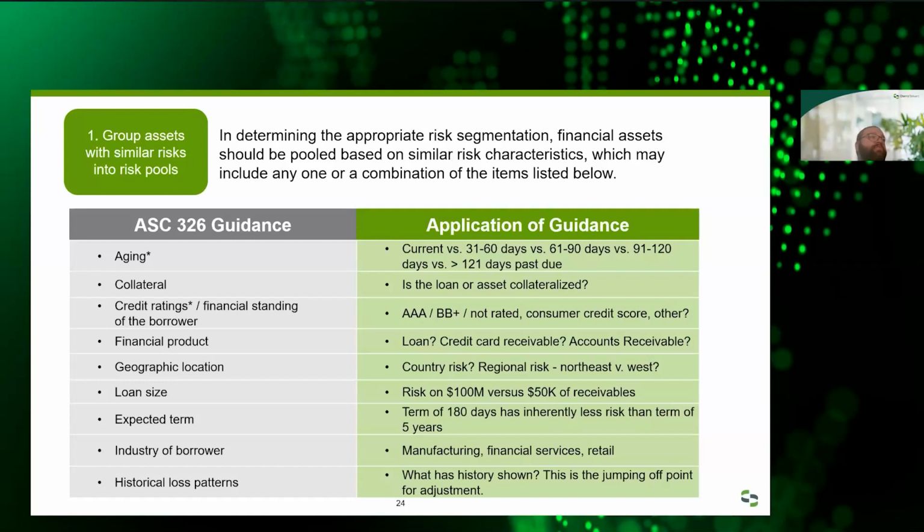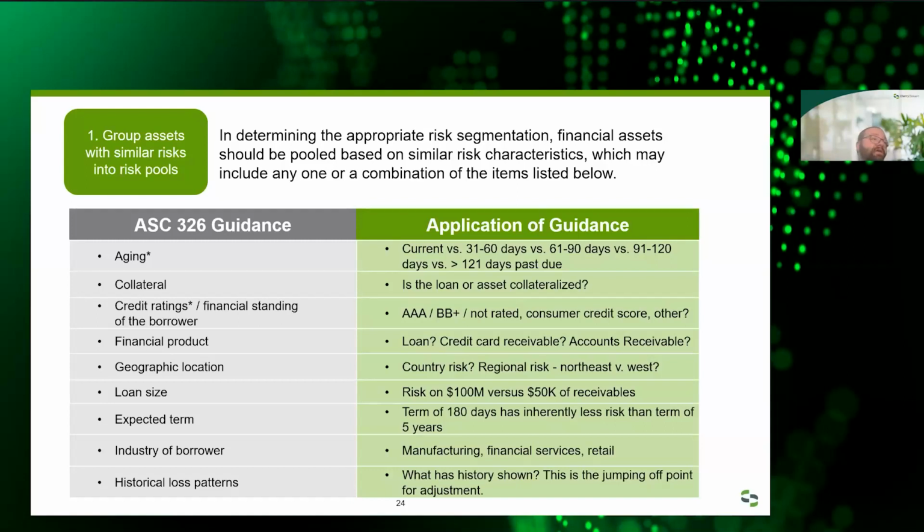And then the other one could be geographic location, for example. It could be that the geographic location of the borrower, or it could be of the lender. There's going to be different risk for different countries and different regions. They're going to have different ebbs and flows in their macroeconomic indicators. It can be by loan size, right? So the risk on a $100 million loan is going to be different probably than a $50,000 receivable.